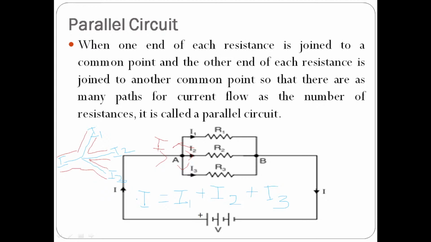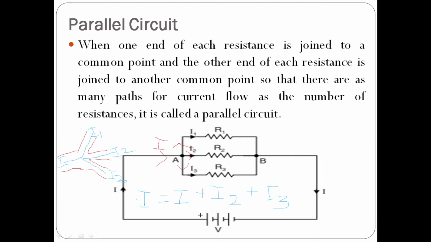Okay. So the current in this resistance R1 is I1, R2 is I2, R3 is I3. Okay. What about the voltage? Across A and B, voltage is constant. Okay, voltage remains constant. So voltage across R3 is V, voltage across R2 is V, voltage across R1 is V.